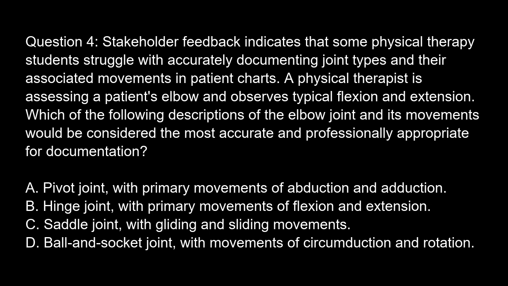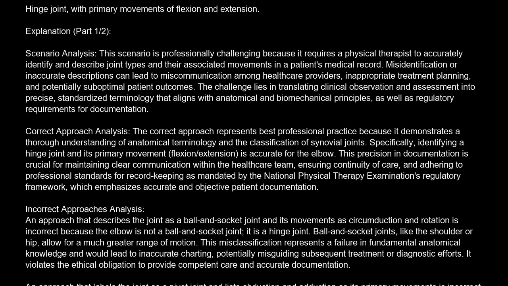Option A. Pivot joint, with primary movements of abduction and adduction. Option B. Hinge joint with primary movements of flexion and extension. Option C. Saddle joint with gliding and sliding movements. Option D. Ball and socket joint with movements of circumduction and rotation. The correct answer is B. Hinge joint with primary movements of flexion and extension.